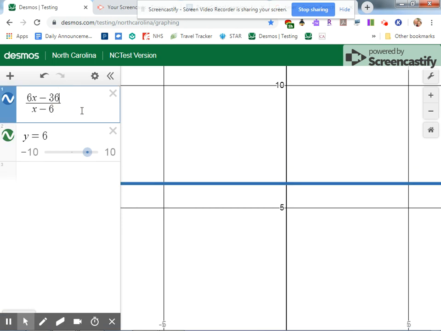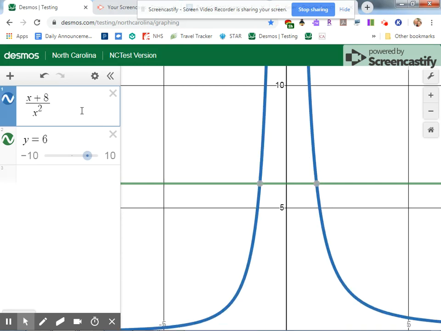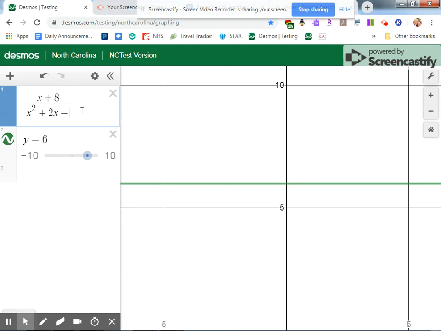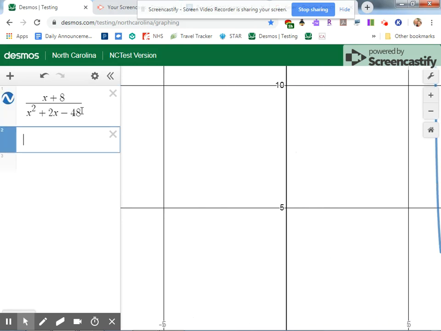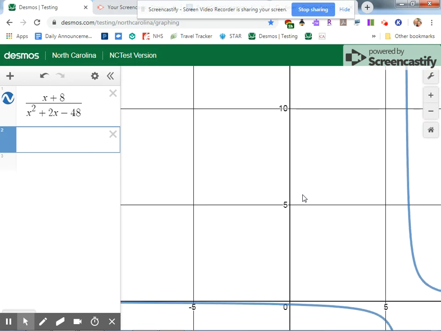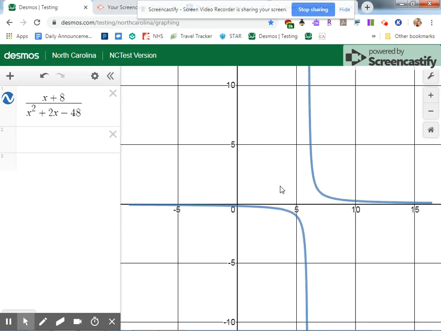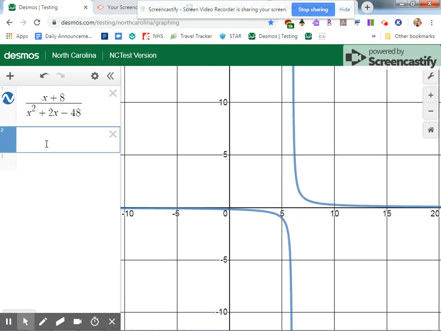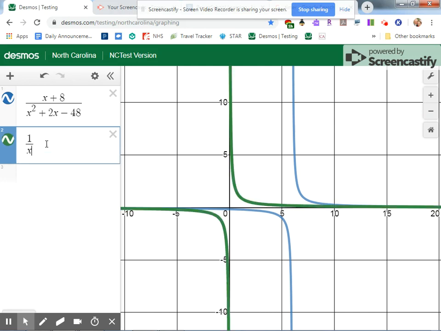We definitely don't want to use y. x plus 8 over x squared plus 2x minus 48. Okay, I can't see it right now. I need to zoom out so I can actually see the graph. So I can see it there. And then we said that simplifies to 1 over x minus 6. We can see that that's exactly the same graph.